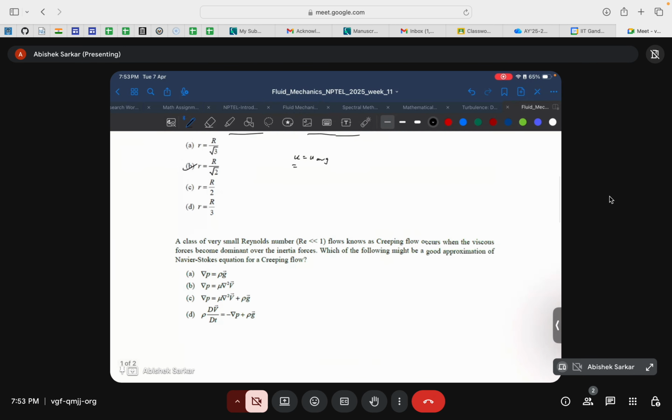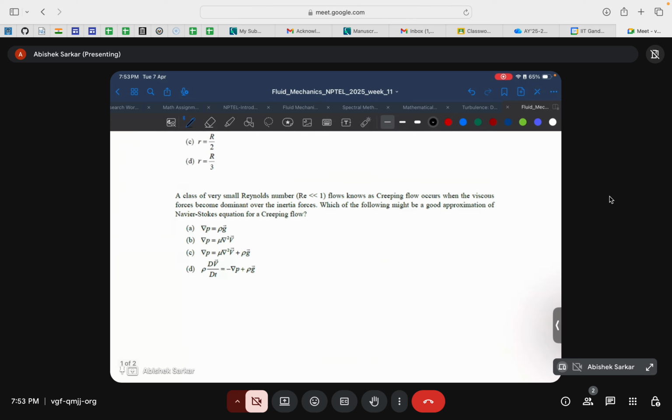So the next question is: a class of very small Reynolds number flows known as creeping flows occurs when the viscous forces dominate over the inertia forces. Which of the following might be a good approximation for the Navier-Stokes equation in a creeping flow? Again, a very standard question for competitive exams, and in this case you just need to use basic logic.